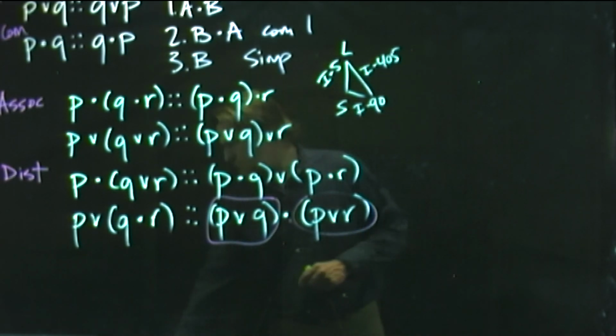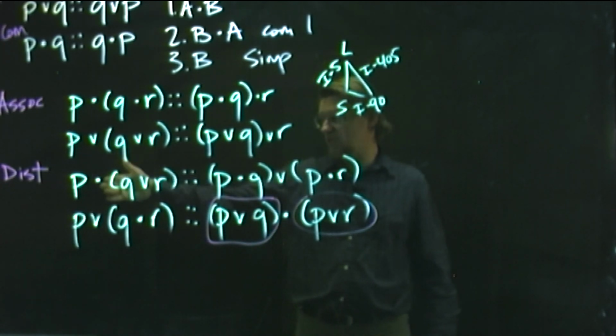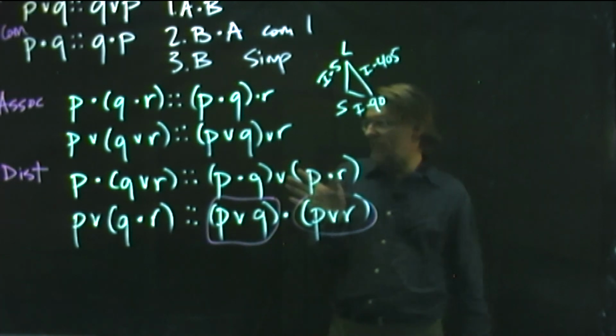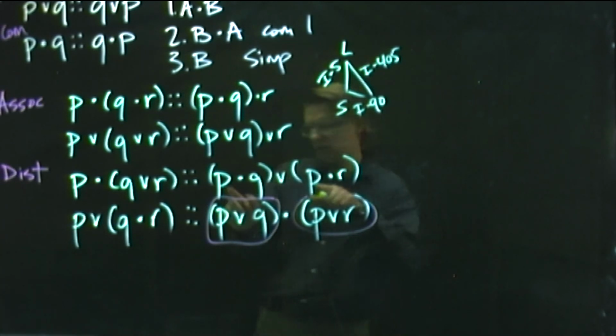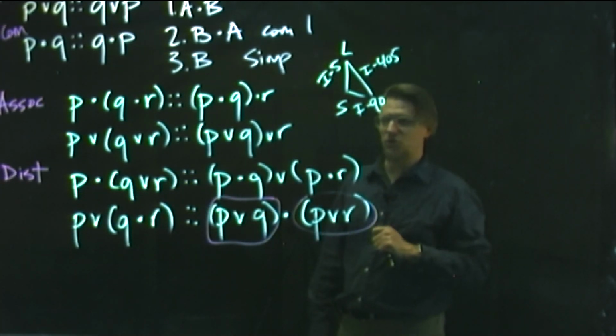So do be prepared to use distribution, but you'll need to look for that pattern of dots and wedges to be able to pull that off. And of course, if you're going from right to left here, you need to have exactly the same thing in these two positions in order to suck them together, so to speak, to pull off distribution. Okay?